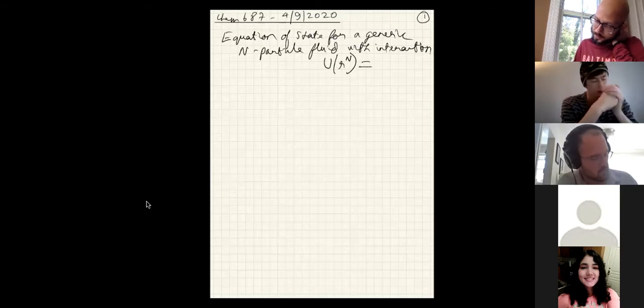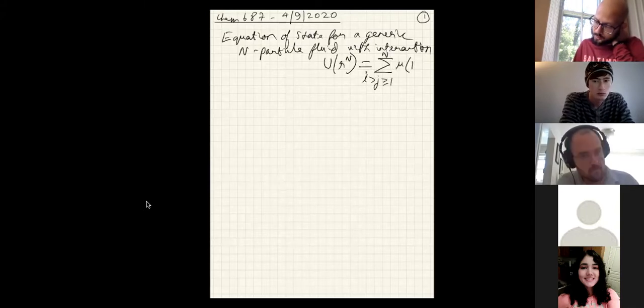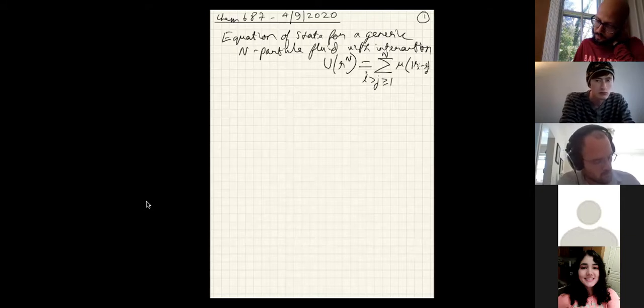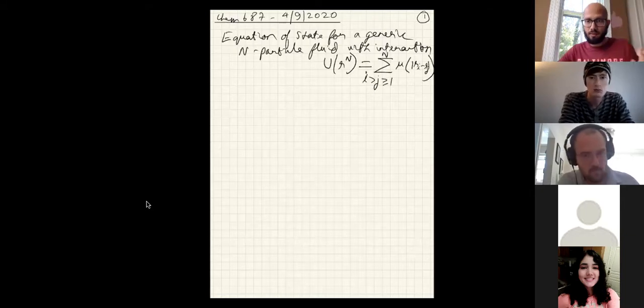We will be restricting today to pairwise interactions, the sum over i more than or equal to j, from 1 up to capital N, of some small u of r_i minus r_j. This is the term that we will be thinking about.